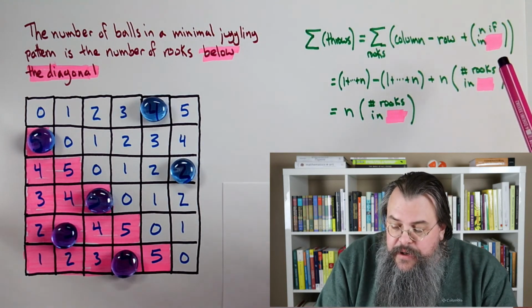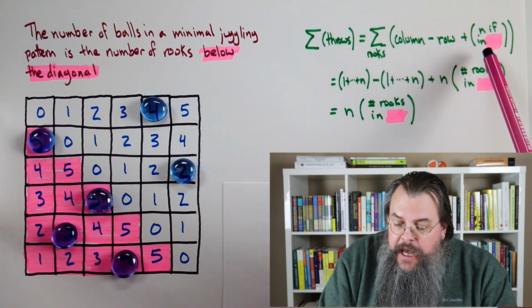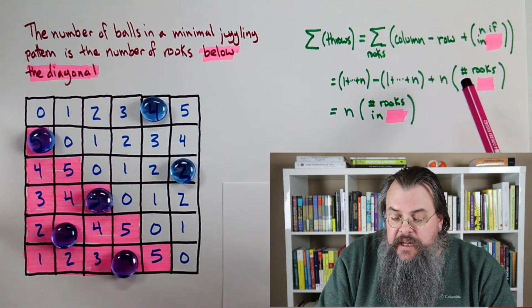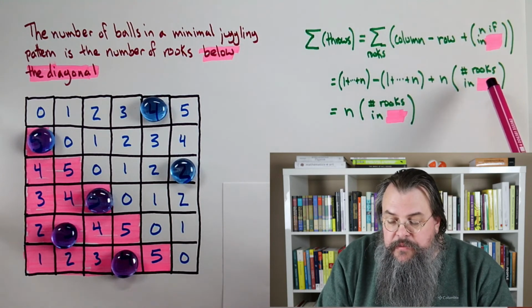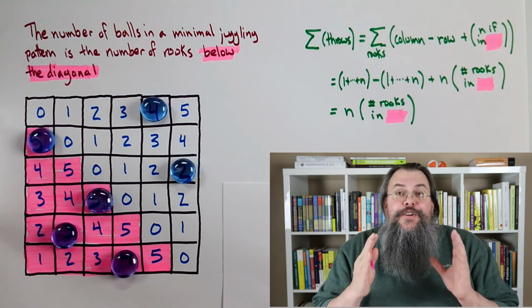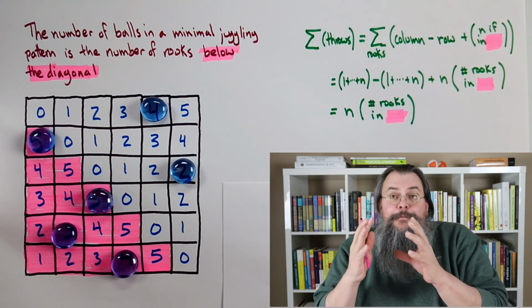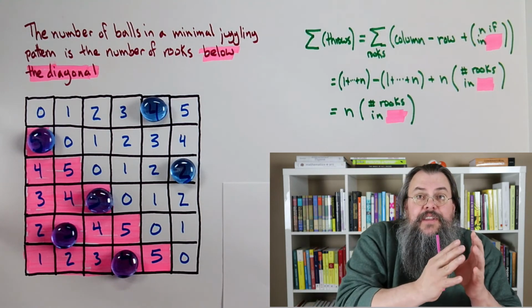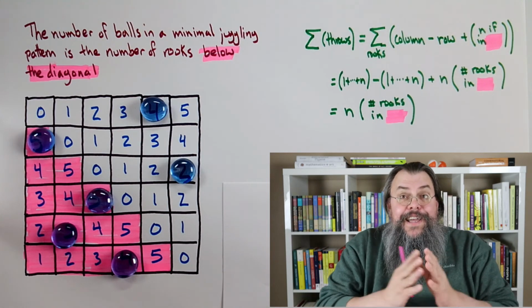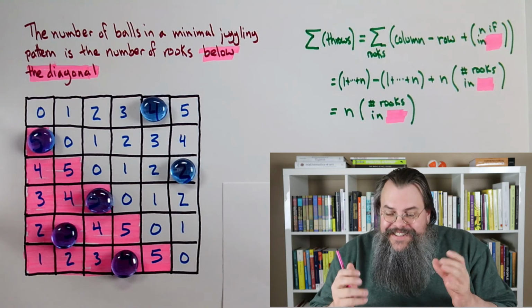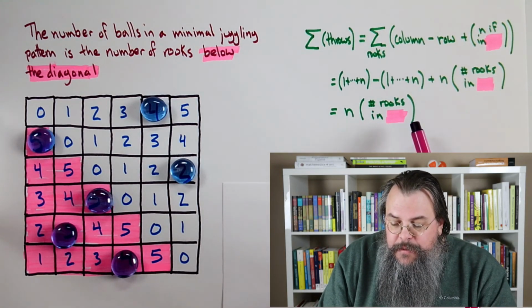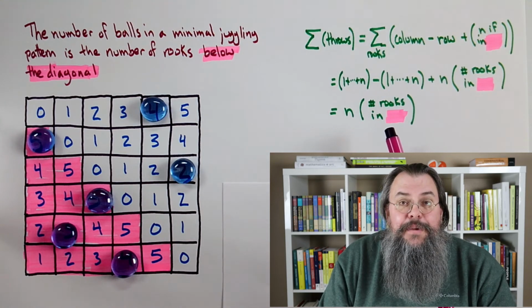And now the last part. Well, what happens? Well, we're going to add an n every time we're in the pink. So we're going to get an n times the number of rooks that are in the pink part. And now we come to the thrilling observation that if I have 1 all the way up to plus n, and then I subtract 1 all the way up to plus n, I get 0. They cancel. Which means that we're left with n times the number of rooks in the pink.